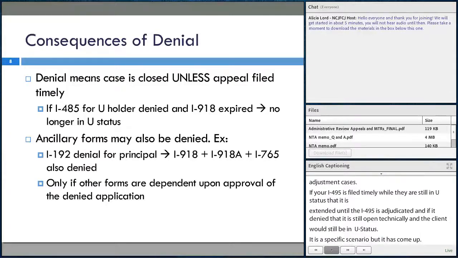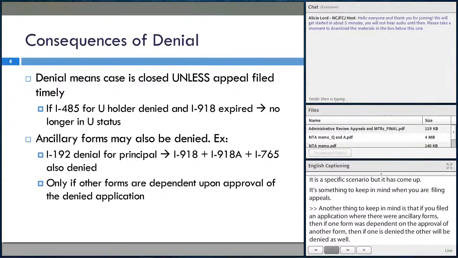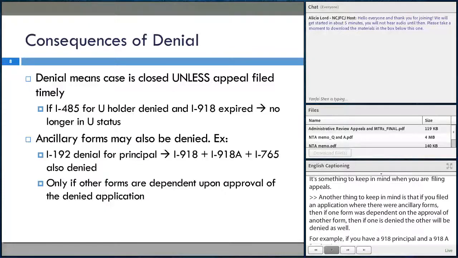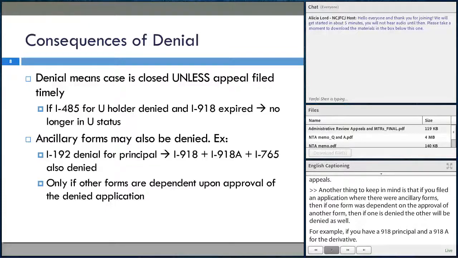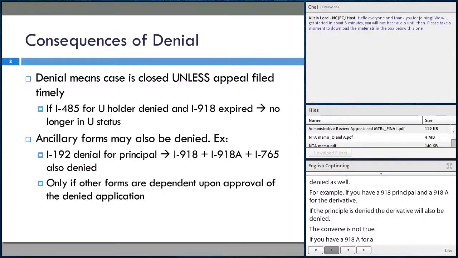Another thing to keep in mind is that if you have filed an application where there were ancillary forms, and one form was dependent on the approval of another form, then if one is denied, the other is going to be denied as well, right? So, for example, if you have a 918 for a U principal with a 918A for the U derivative, if the principal is denied, then the derivative will also be denied, right? But the converse is not true. If you have a 918A for a derivative that's denied, maybe you didn't have enough evidence to show the relationship to the principal, maybe there was a discretionary issue for the waiver, then even though the 918A is denied, that doesn't mean that the 918 for the principal will be denied, right? So ancillary forms can be denied, but only if they're dependent on the approval of the other form.